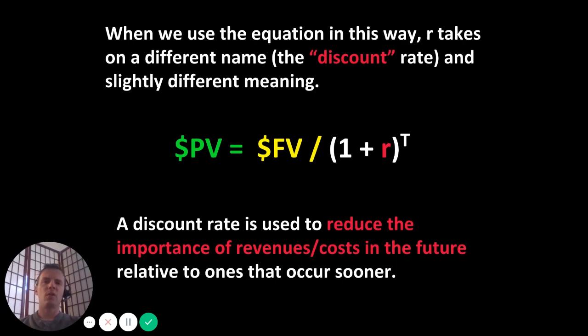So when we use the equation in this way, where present value is equal to future value divided by 1 plus r to the t, the term r takes on a different name and a slightly different meaning. We're no longer going to refer to r as the interest rate, and we're going to talk about it in terms of the discount rate. A discount rate is something that is specifically used to reduce the importance or numerical value of revenues and costs out into the future relative to ones that occur sooner.